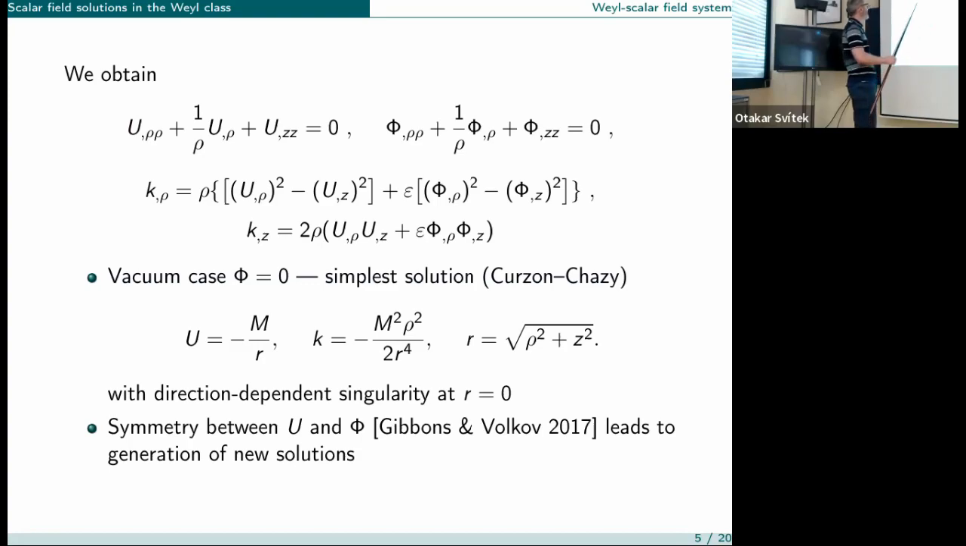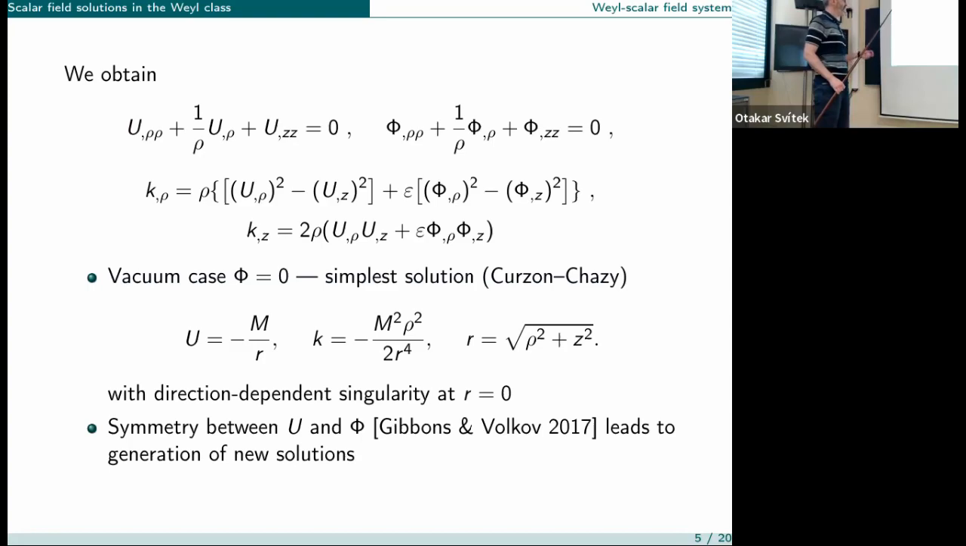so we have phi equal to 0. And of course, the simple solution for this is just the Newtonian potential for u. And then for the Newtonian potential, you recover k like this, where r is given by this combination. And this is the famous Curzon-Chazy solution.